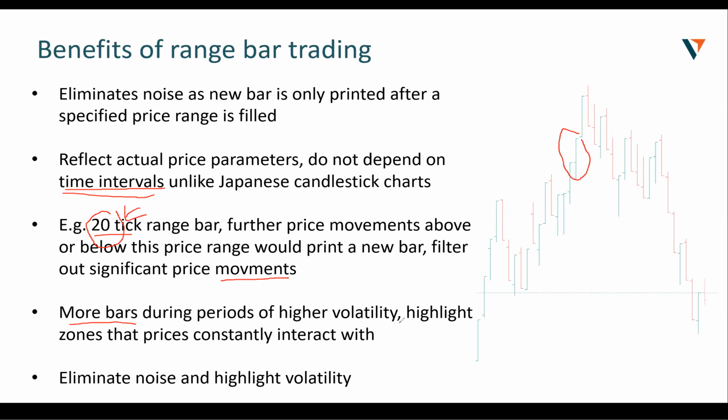And this also shows, apart from just looking at volatility, by taking a look at the number of bars, if you see consolidation or areas where price is interacting multiple times, what this shows you is that these zones are areas where we have a number of buyers and sellers looking at them once price reaches these areas. So you're seeing a lot of activity going on there. This is another benefit of range bars, and it helps to eliminate noise and highlight volatility.